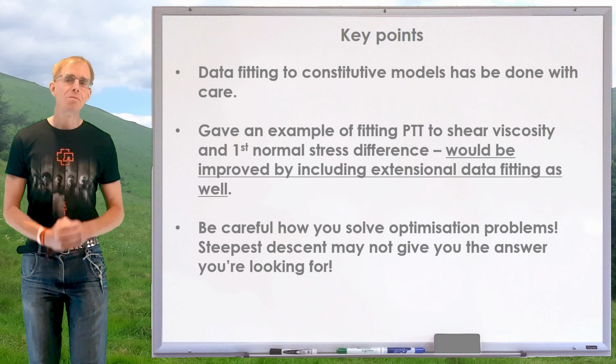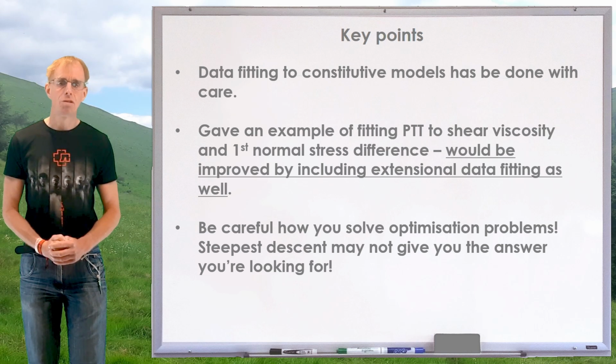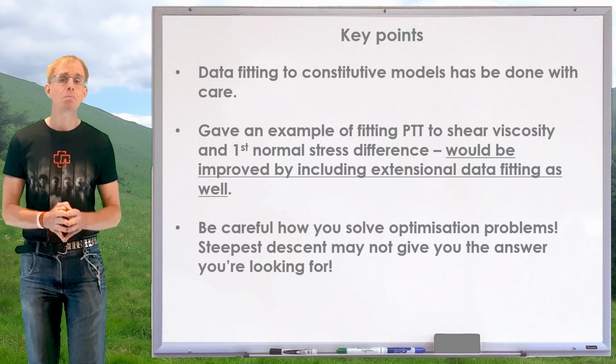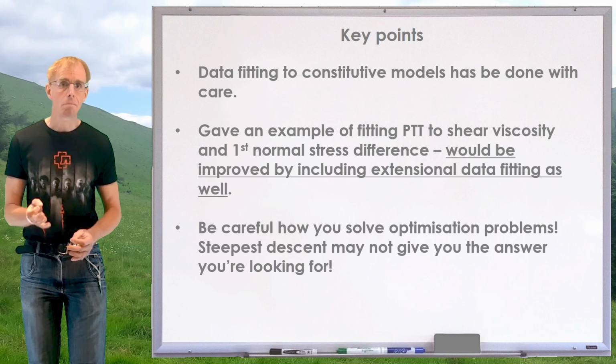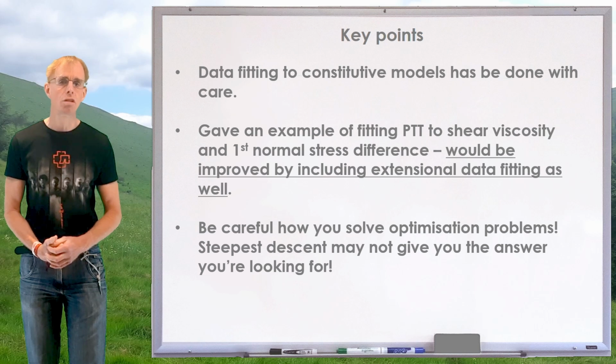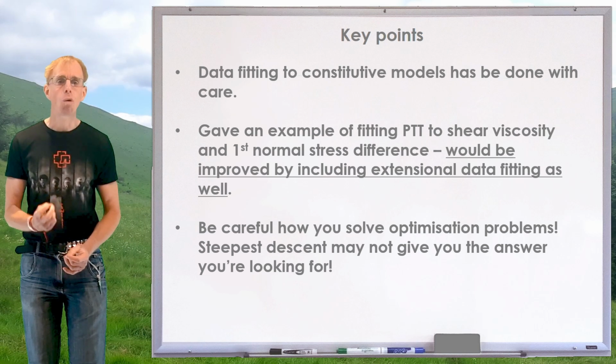We also spent some time talking about optimization problems. So the key take home here is be careful. Steepest descent methods, although quick, may not give you the answer you're looking for straight away. You may need to use an evolutionary type or a stochastic type solver in order to get the global minimum of these problems.